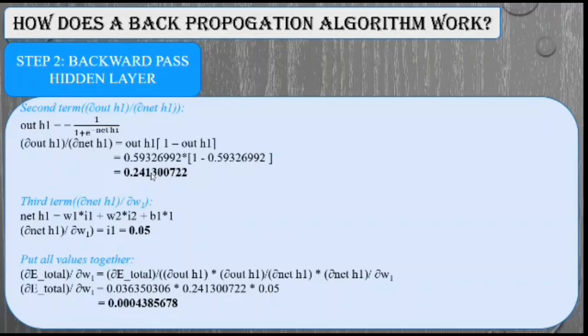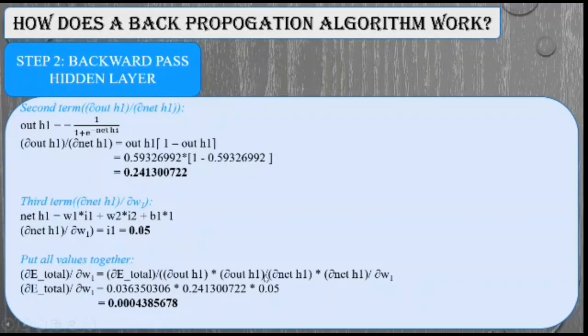Next, when it comes to the third term, it is net H1, which we already calculated before, that is net H1 is equal to W1 into I1 plus W2 into I2 plus B1 into 1. Now when you differentiate this net H1 with respect to W1, these two terms become constant and turn to 0, and differentiating with respect to W1, we get the value as I1, that is input 1, which is 0.05. By this we have all the three terms of this equation.